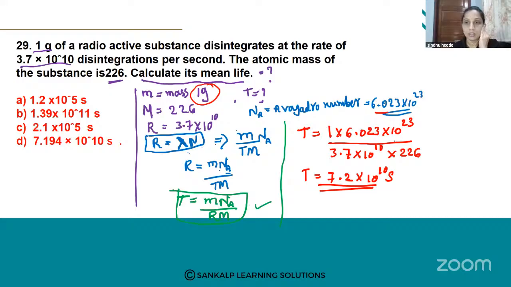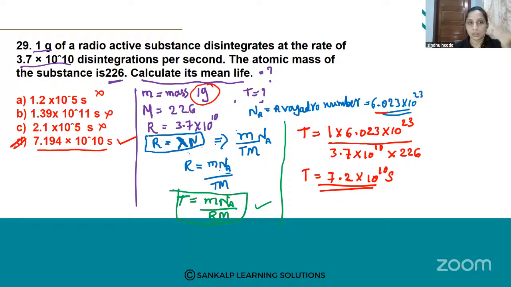If you want, calculate and cross check. See which option is correct. If suppose the exact option is not there in your options, you have to tick the nearby option. Nearby, see here 7.19 is there, so this is the correct answer. 7.194 is nothing but 7.2 only. So option D is the correct answer. A, B, C are not matched. Got it cleared? See, this is very simple.